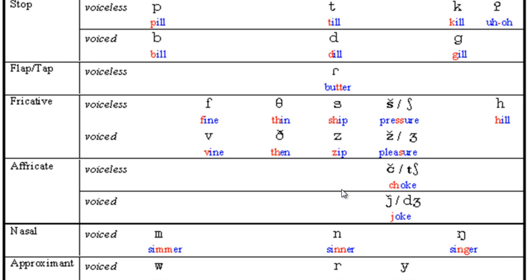This shows all categories in terms of manner and place of articulation. So, with place of articulation, we have from the lips back to the throat in our speech organs. So we can have labial, labiodental, interdental, alveolar, palatal, velar, and glottal.